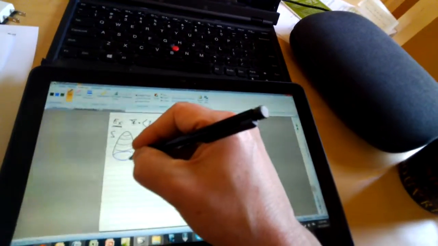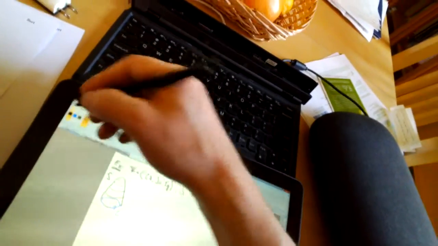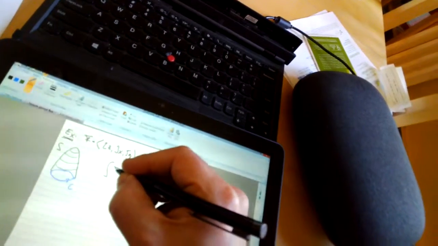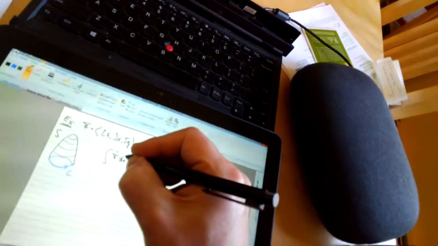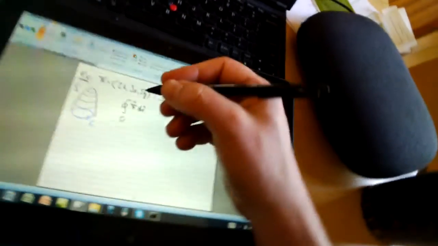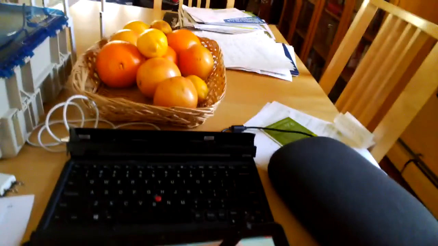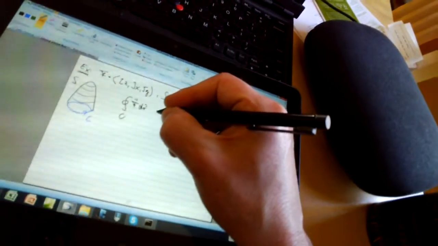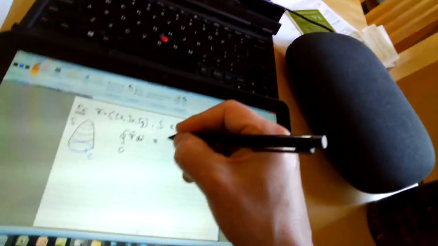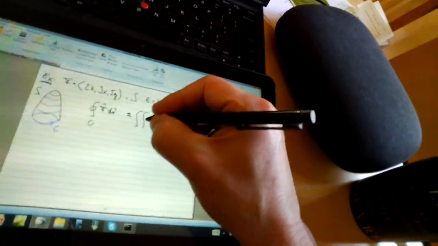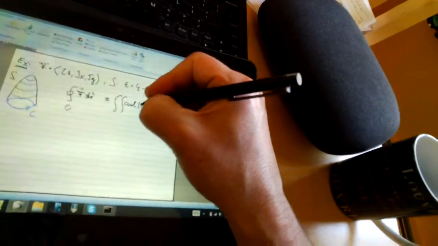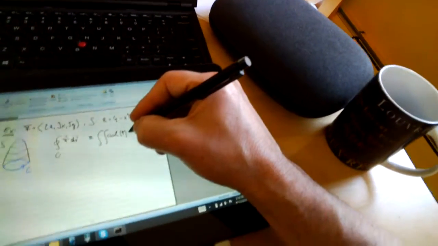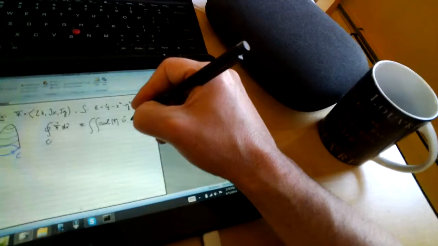So now if I want to find the work, the integral of F dot dr over this closed curve C, since this curve is bounding a surface S, I could just as well use Stokes' theorem, which is what I want to do right now. So this gives me the double integral over the curl of F dot n dS over the surface S.